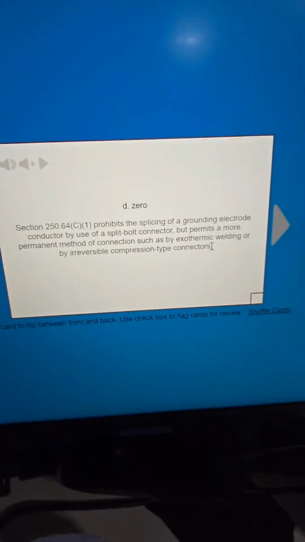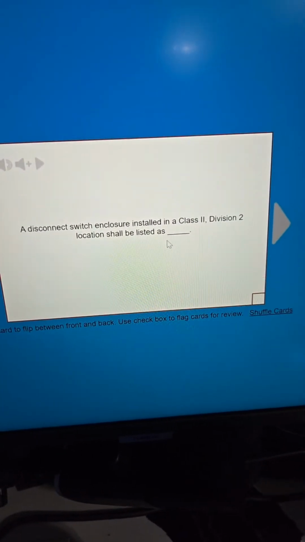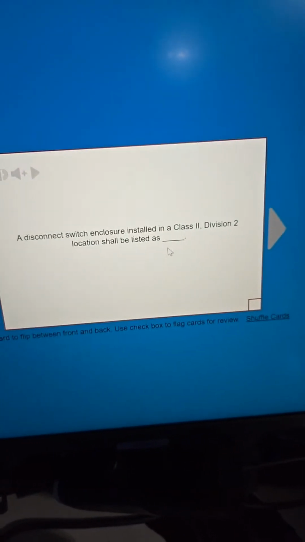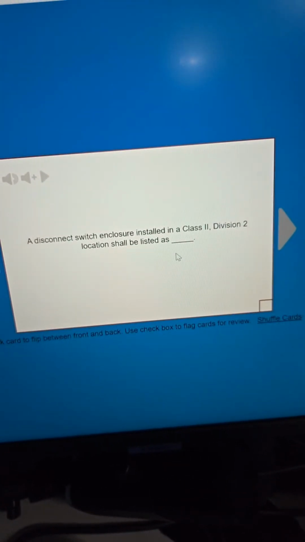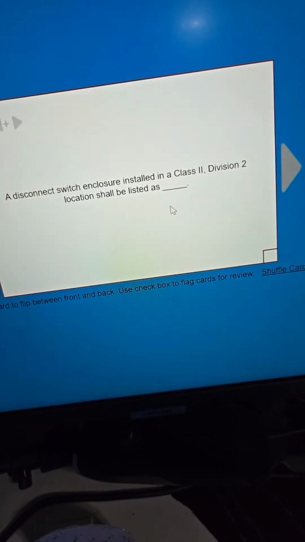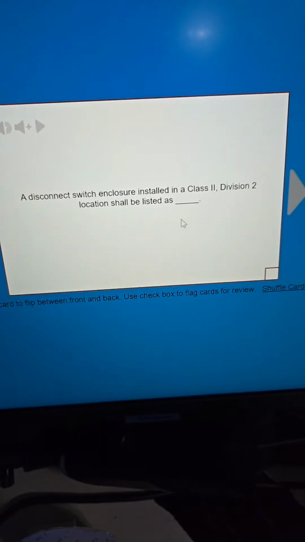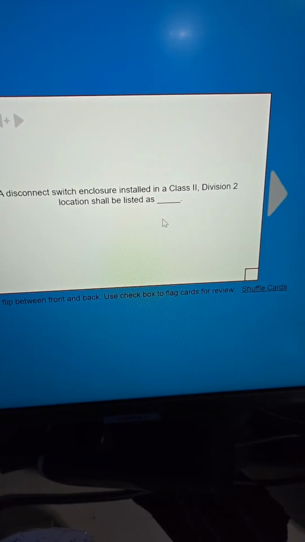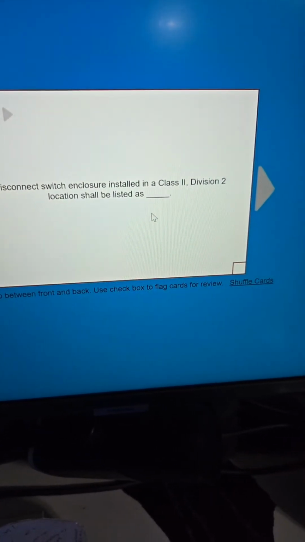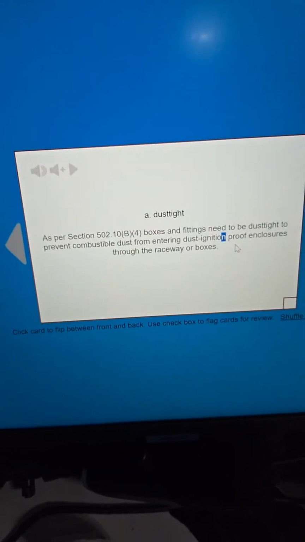Yeah, exactly. Next. Disconnect switch enclosure installed in Class 2 Division 2 shall be listed as dust tight, dust proof. NEMA 3. Weather tight. X4X. Class 2 Division 2 is dust. Oh, explosion proof. Explosion proof. Let's see. Dust tight. We got it.